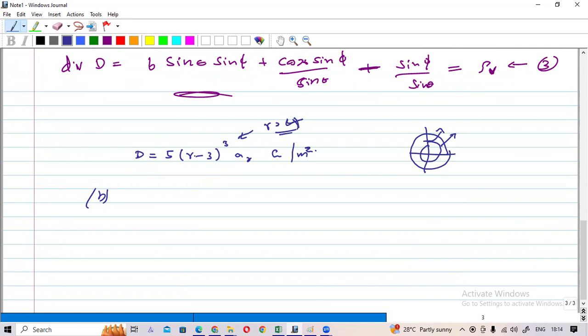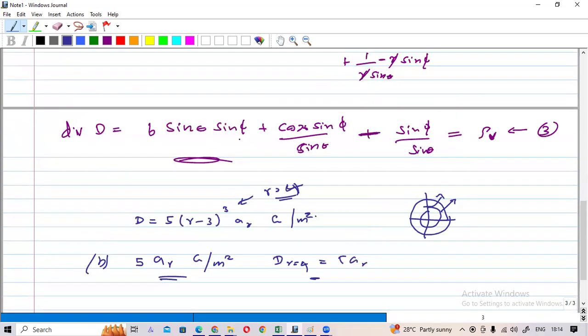So this flux density is given as a function of R. Now you are asking to find the flux density at 4, so instead of R, I apply 4 here. 4 minus 3 will be 1 to the power 3. So the answer will be 5 aR Coulomb per square meter. This is the flux density at R is equal to 4. I think that is the answer.